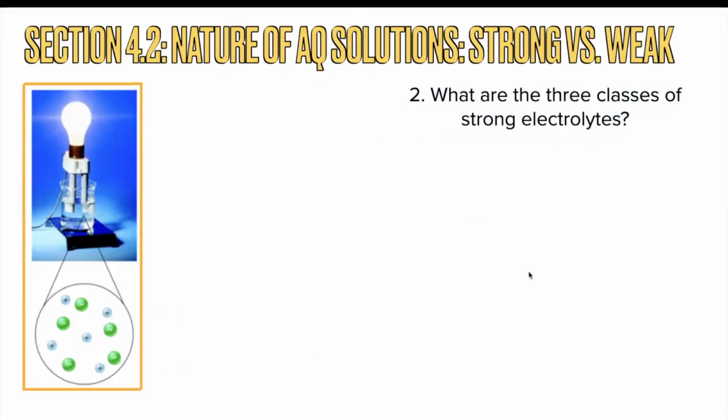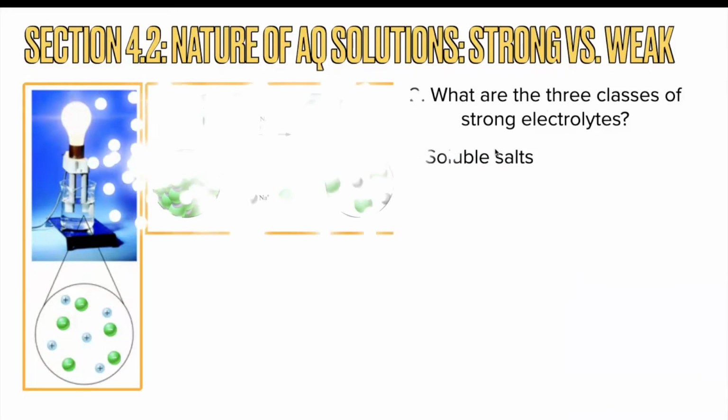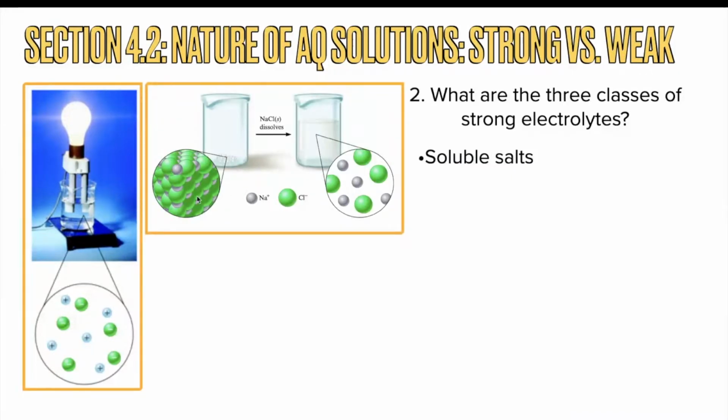So in this section, it said, according to the book, that there are three classes of strong electrolyte. The first are soluble salts. So soluble salts are ionic compounds that dissolve in water. And so right here we have salt. So we have NaCl, sodium chloride. It completely breaks apart into positively charged sodium and negatively charged chloride.